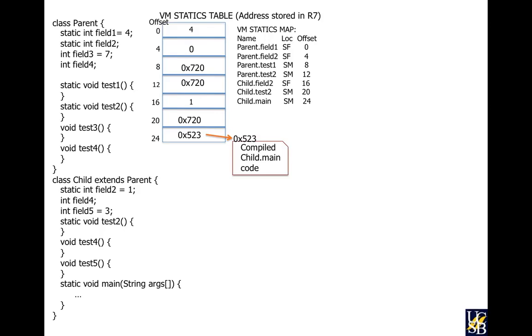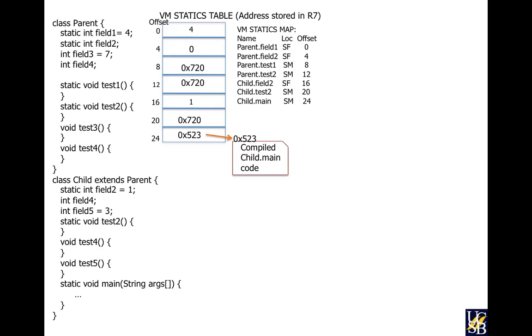Let's look at the example. In this example, we have the class parent, which we saw before. We have our statics table. We also now have a new class called child. Child extends parent. That means child inherits from the parent class. So one thing to point out here is that when child is loaded, it will be the first class loaded because it has the main method.